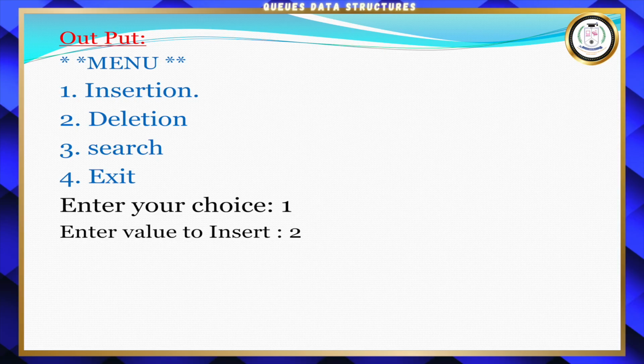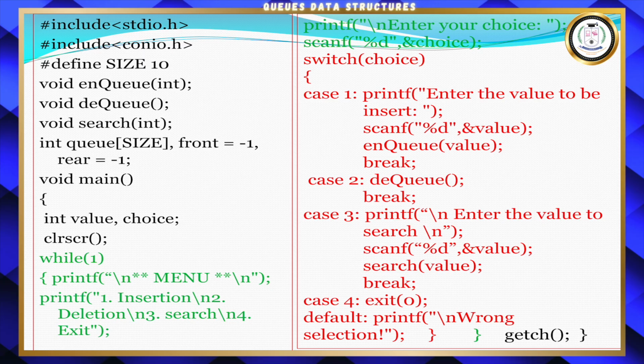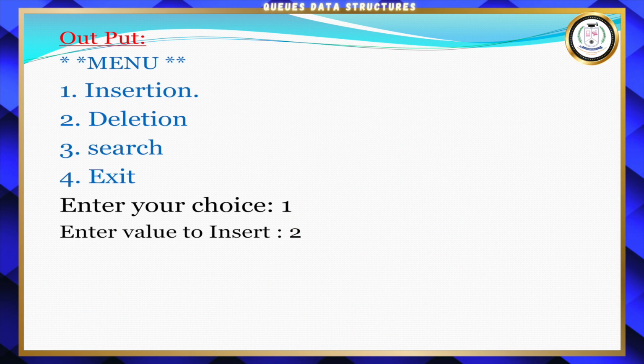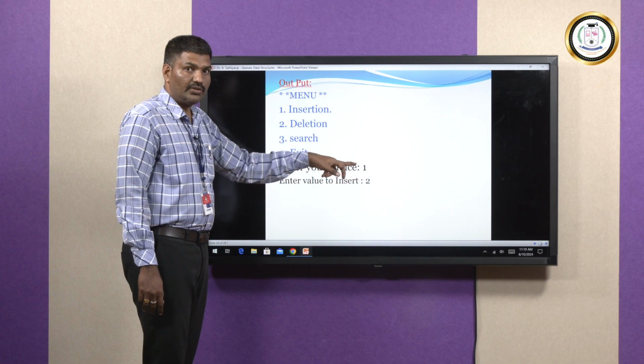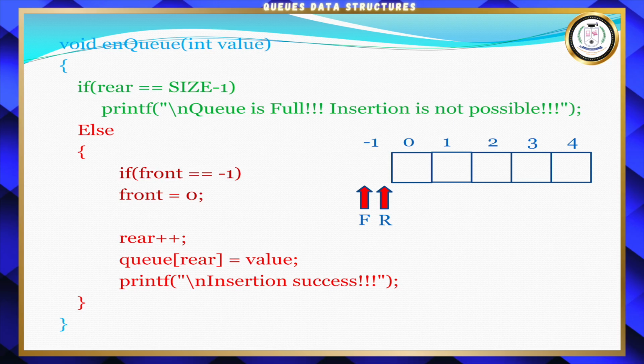So you can see the output menu is there: insertion, deletion, searching, exit. This particular output we are generating based on this printf operation. Then enter your choice. Number 1 is here. Then enter the value, 2 is here. We are going to be entering the value 2 into the queue. You can see void EnQueue.